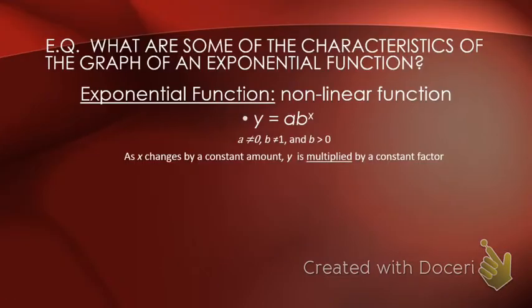So the essential question says, what are some of the characteristics of the graph of an exponential function? Because if you're supposed to be graphing an exponential function and your graph looks like a line, you should know right off the bat you've done something wrong, okay? So look at the definition of an exponential function. It is a non-linear function.